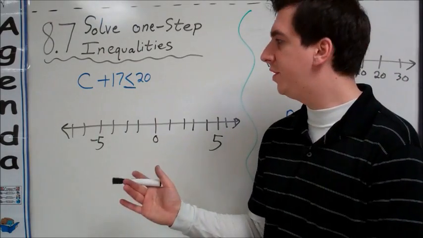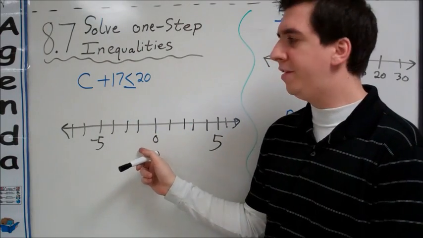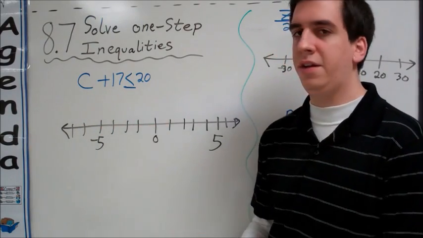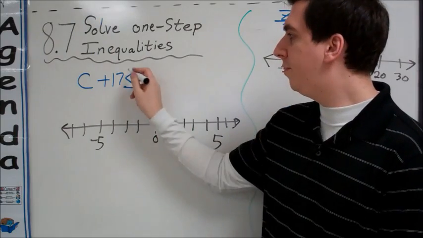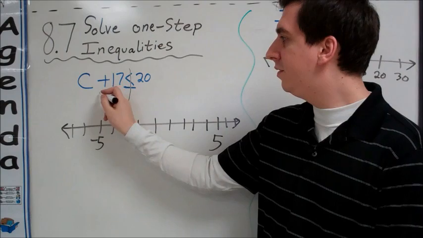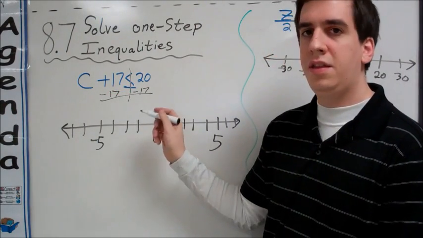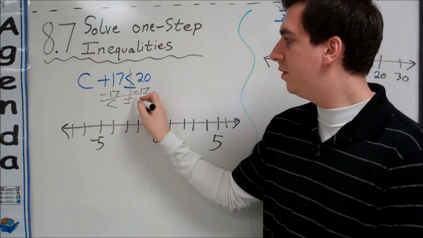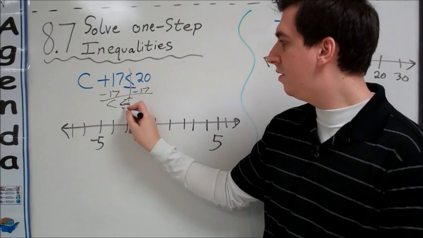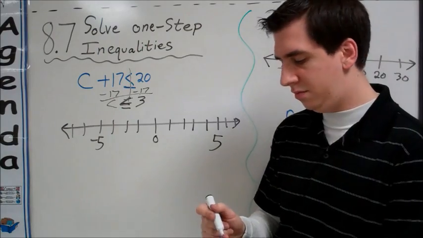Now we're going to put both things together. We're going to solve an inequality, and then we're going to graph it. In here we have c plus 17 is less than or equal to 20. Let's solve that just as we normally would. So instead of adding 17, we subtract 17. And then we would get c is less than or equal to 3.